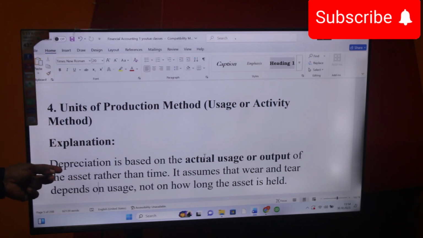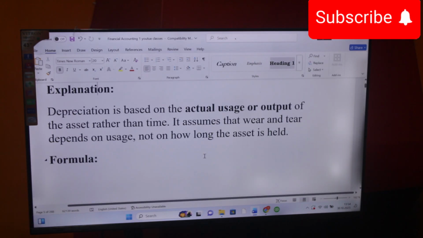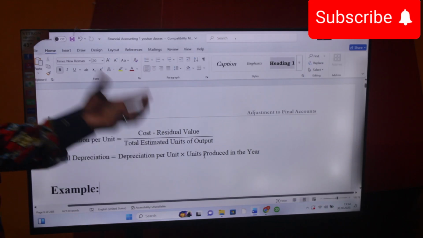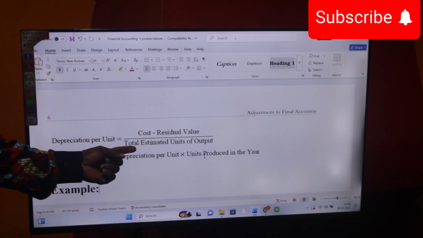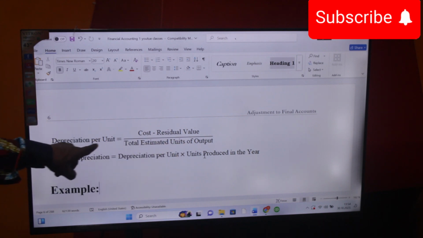And that's what we are being told here. Depreciation is based on the actual usage or output of the asset rather than time. It assumes that the wear and tear depends on usage, not how long the asset is held. And the formula is: depreciation per unit is the cost, the original purchase cost of the asset, minus residual value, divided by total estimated units of output. That way you get depreciation per unit.